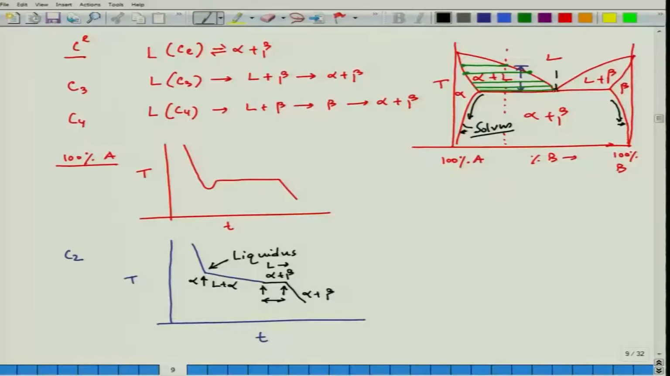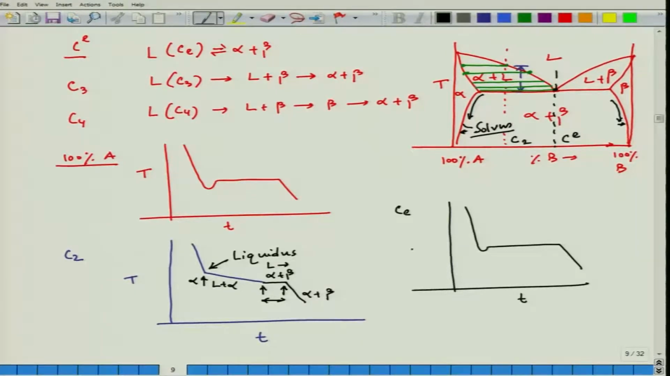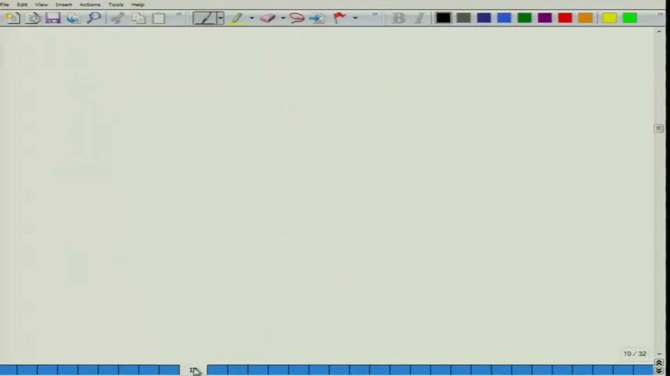Now, if we try to see a composition which is eutectic, which is CE, this is C2, and CE, as if it would have a pure metal solidification, the situation would be like this. So, this is the solidification pattern and this is the cooling curve at CE, and this is 100% A. The similar pattern would happen on the right side of eutectic. Now, the interesting part is what happens at C1. So, we have to see the cooling curve pattern at C1.